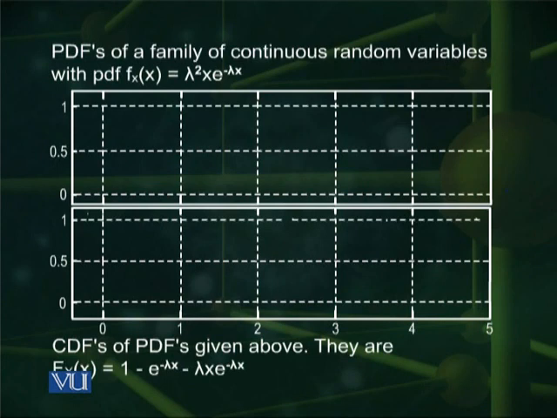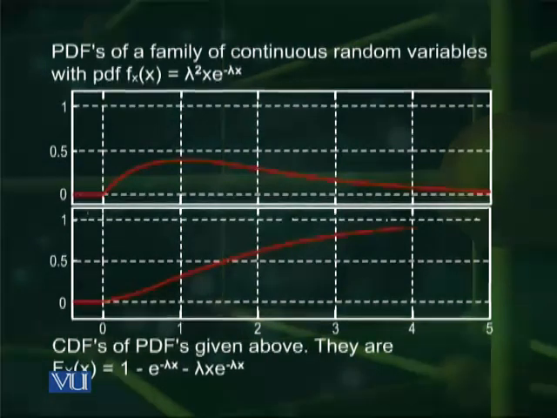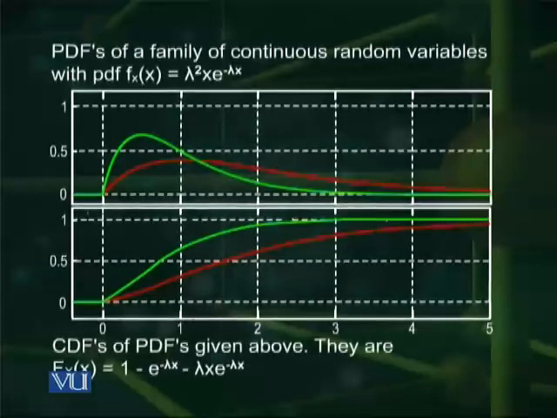The CDF is also easy to find. All you need to do is integrate this PDF from 0 to the parameter value, and if you integrate, you get the CDF as a function of x to be 1 minus e raised to power minus lambda x minus lambda times x times e raised to power minus lambda x. So this is slightly more complicated than the exponentially distributed random variables, but they are quite similar.